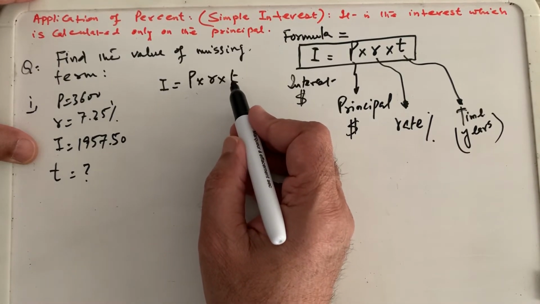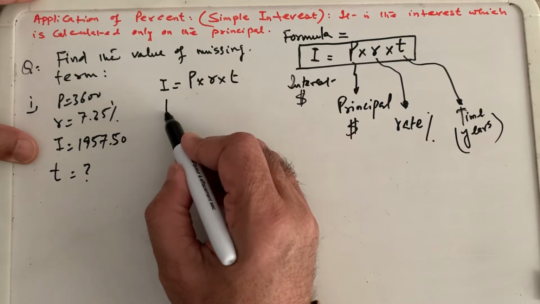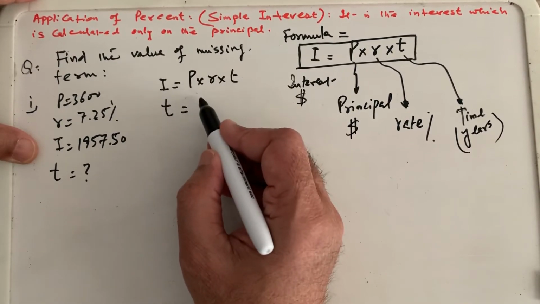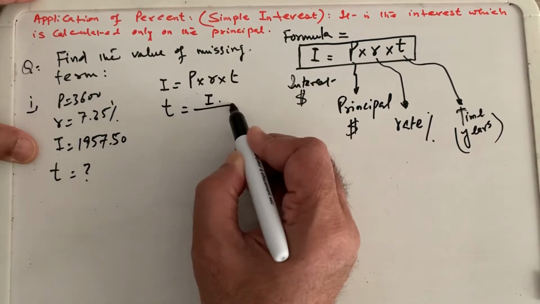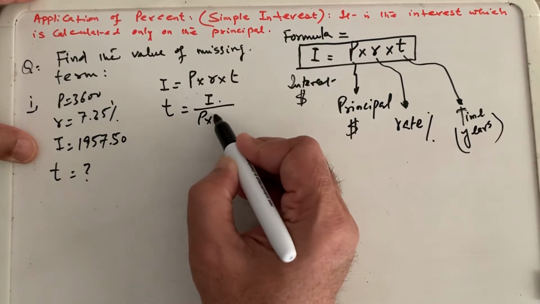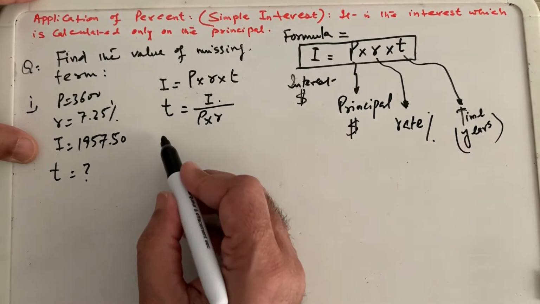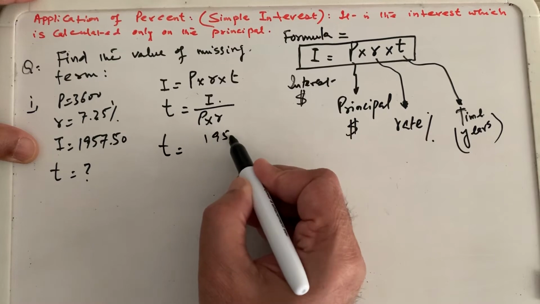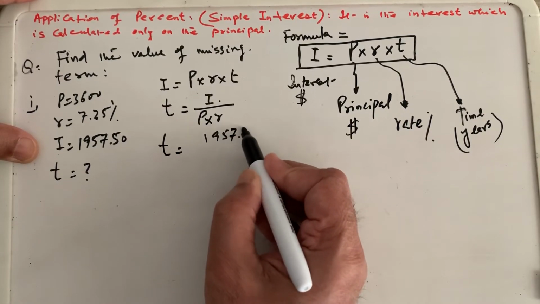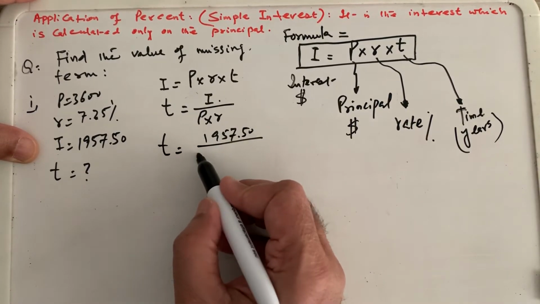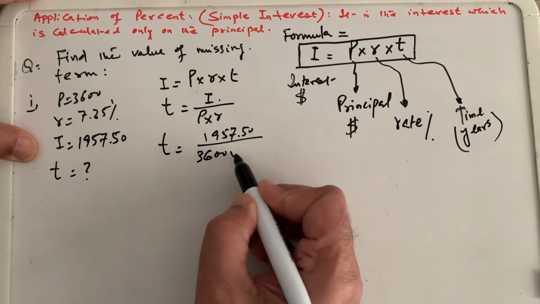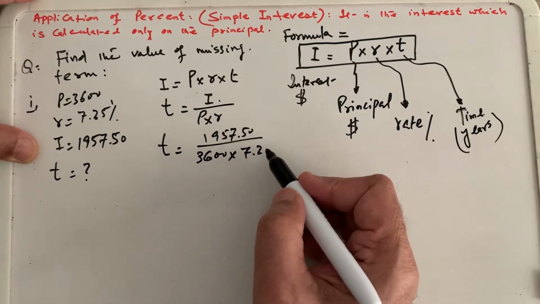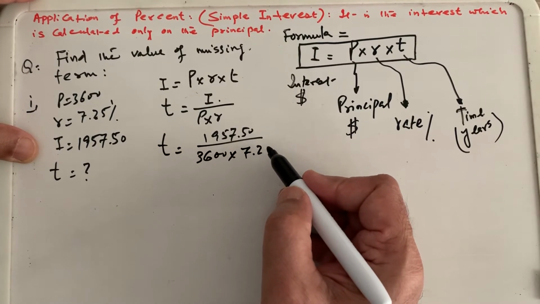If I say I need T isolated, I have to bring P and R underneath I, so P times R. This is my formula for T. So T equals I, which is given, 1957.50, divided by P, which is given, 3600 times R, which is given, 7.25%. Remember, if it is a percent, then 100 will go underneath, right?